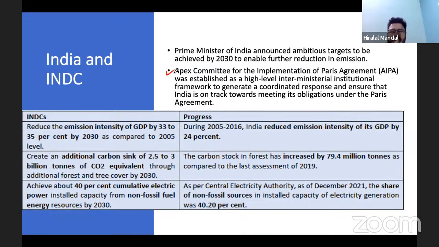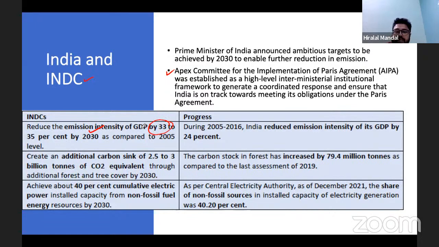India announced the intended nationally determined contribution. Now, what are the various announcements done by the government under the intended nationally determined contribution, and what is the progress so far? India aimed to reduce the emission intensity by 33 to 35% by 2030 as compared to the 2005 level.